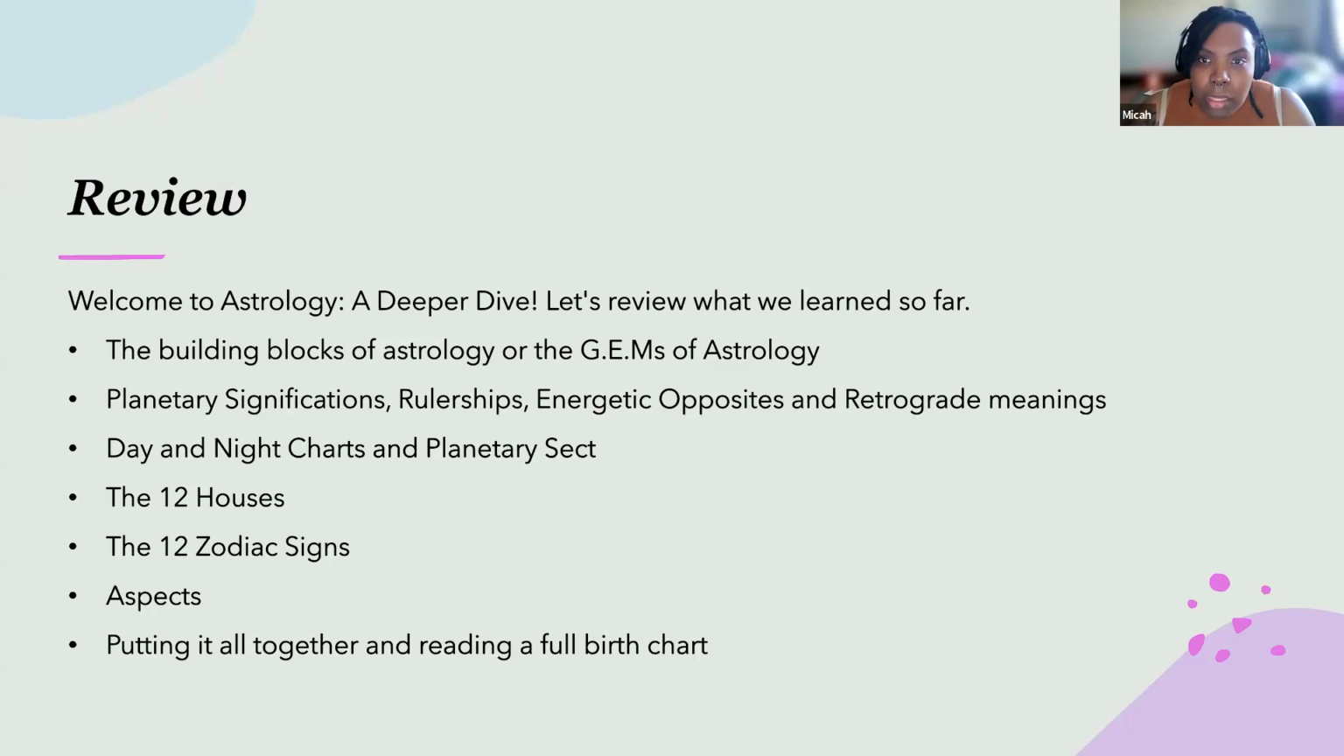Rulerships, we talked about the actual planets that rule over the signs, and therefore eventually the houses in a chart. Energetic opposites will become very important in this course in particular. They were important in the last course, but they're very important in this one, because we'll be talking about the transits.